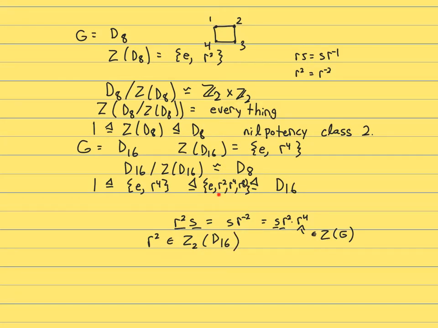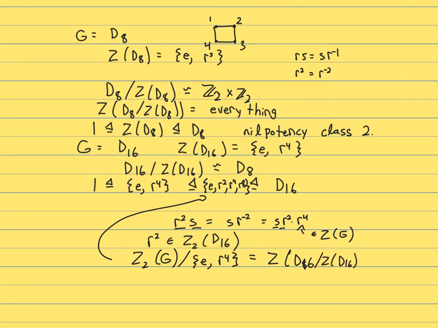By the way, how did I get this? Because what do I need to have happen? I need this group to be the one that when I quotient out by E, R to the 4th, I get the center of D8 I had before. Which, at the level of quotients, was the quotient by rotation squared. So that's how I knew what to do. This one has nilpotency class 3.